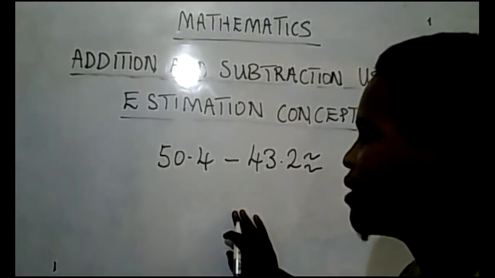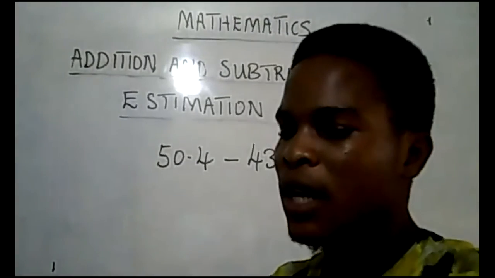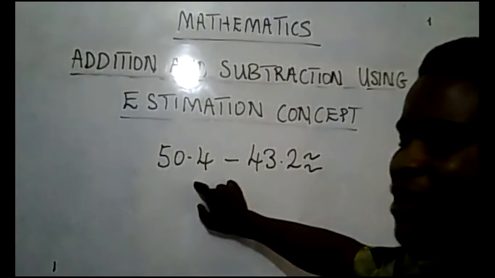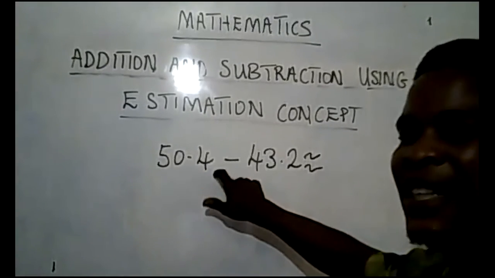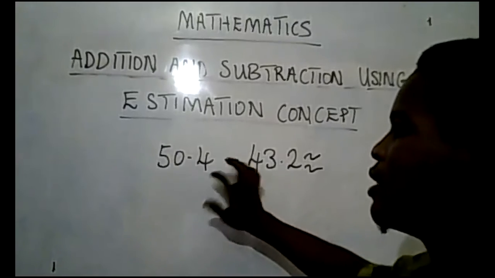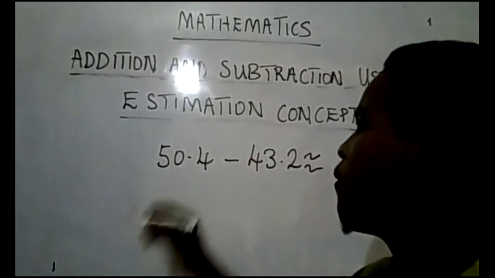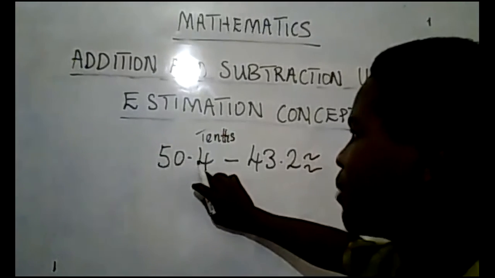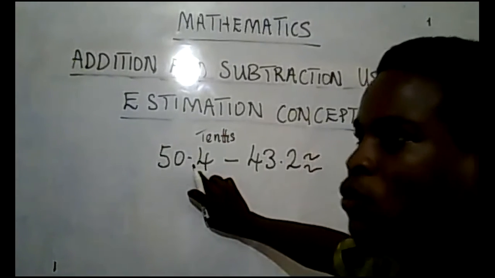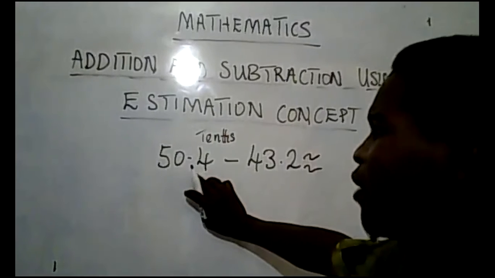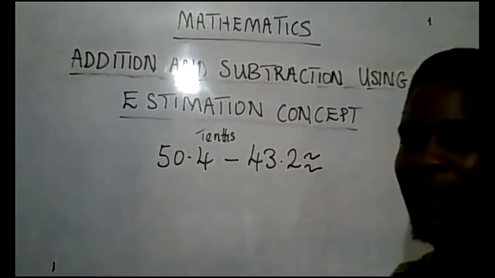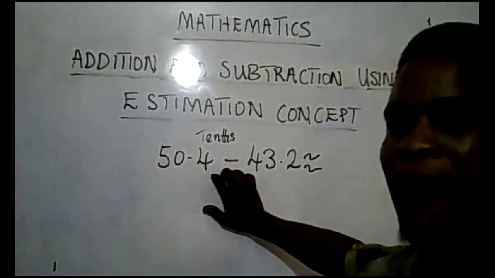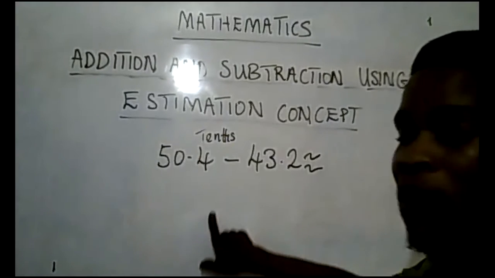When you are converting, the first thing you look at is the figure in the tenth place. If you have to convert 50.4, you look at the figure in the tenth place. The figure in the tenth place here is 4. Is 4 up to 5? No. So after looking at that figure, you first consider whether it is up to 5 or not. As we have it here, 4 is not up to 5.